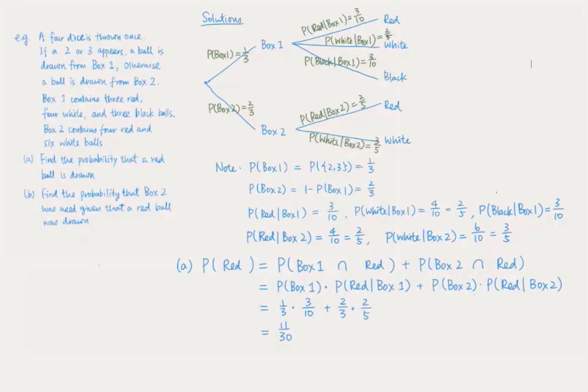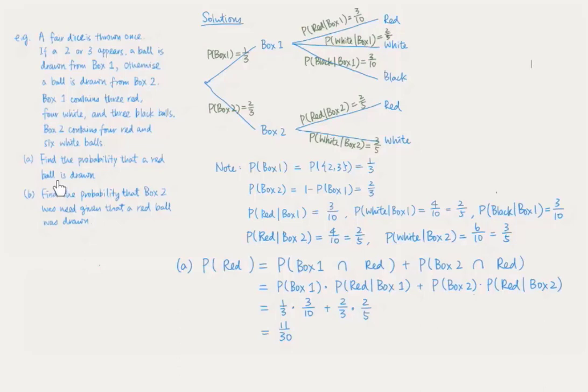And from the question, we notice that box 2 contains 4 red balls and 6 white balls. Assume that the chance of picking each ball from this box is equally likely, then the probability that a red ball is drawn given that it is drawn from box 2 is equal to 4 over 10, which is 2 over 5. Likewise, the probability that a white ball is drawn given that it is drawn from box 2 is equal to 6 over 10, which is 3 over 5.